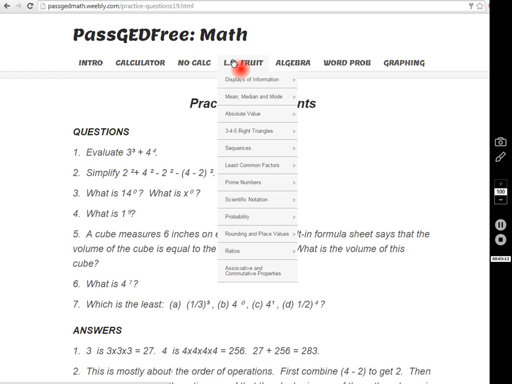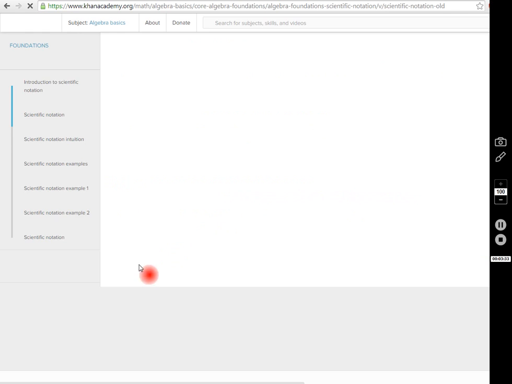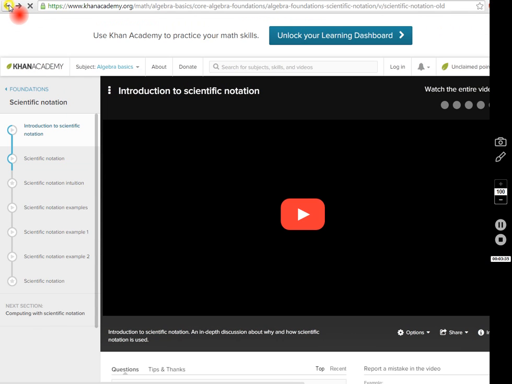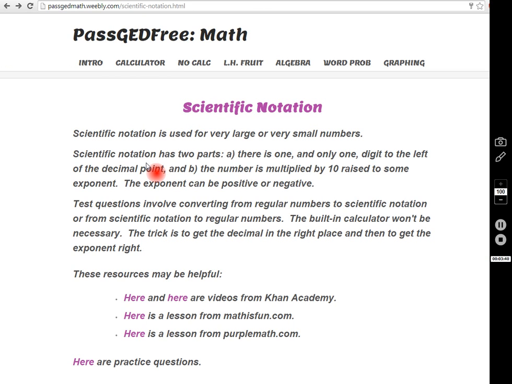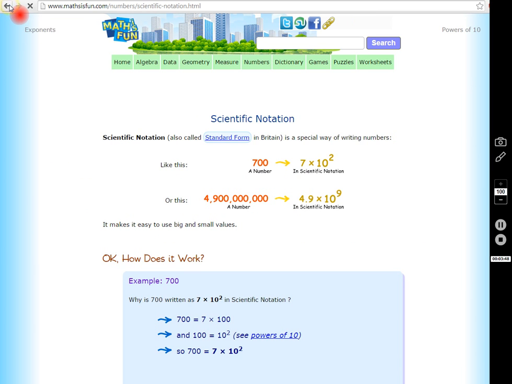Now look at the LH fruit, the low-hanging fruit section. The 12 math skills here are indeed the low-hanging fruit of the test. They're self-contained and relatively easy. Let's look, for example, at scientific notation, which may be the hardest of the 12. So here you can see, for example, a video about scientific notation from Khan Academy. And here you can see I used the left arrow button on the browser to get back to the website. Here's another lesson about scientific notation from another website.